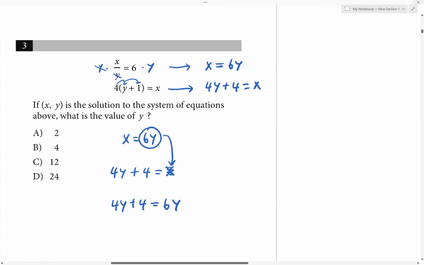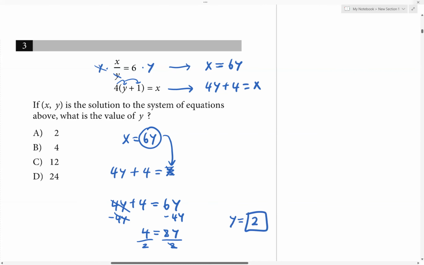All right, so after we do the substitution, now in this equation we only have one variable to work with. So you can just go ahead and solve for y from here. You can do minus 4y on both sides. That cancels, and we get 4 equal to 2y. And then lastly, to solve for y, I can divide by 2 on both sides, right? Cancel out 2, so we get y equal to 4 over 2, which is just equal to 2.